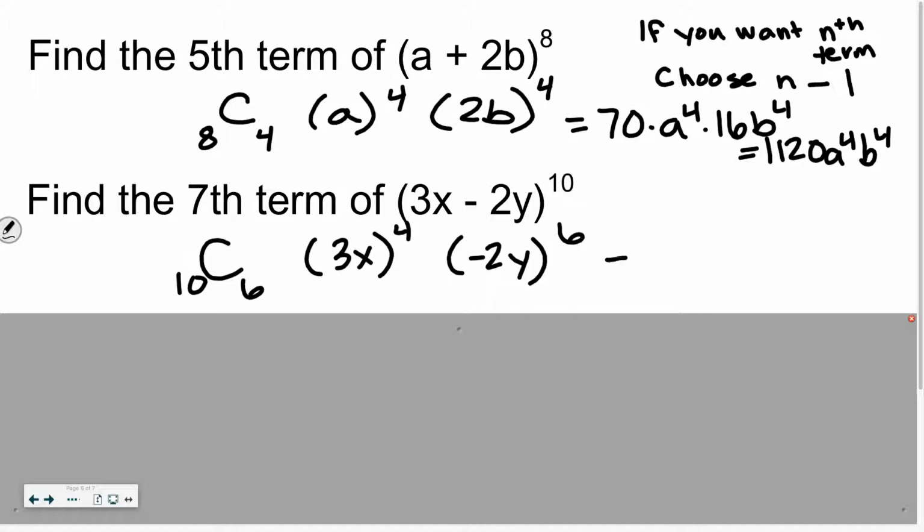And then, I can't remember, it's like 1,088,640 would be x to the 4th, y to the 6th. So you have to do the combination of 10 choose 6 and multiply it by 3 to the 4th and negative 2 to the 6th. Should that term be positive or negative in the end? It should be positive because your negative is being raised to an even exponent. So if you type it incorrectly into your calculator, you can also use your numerical sense to make sure that you get the right sign.